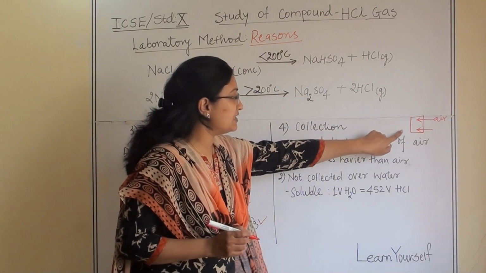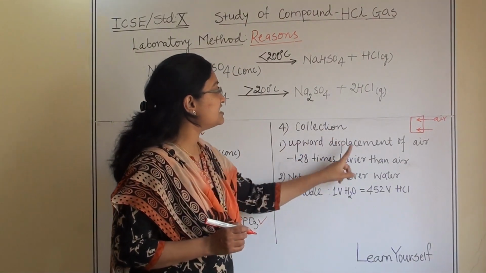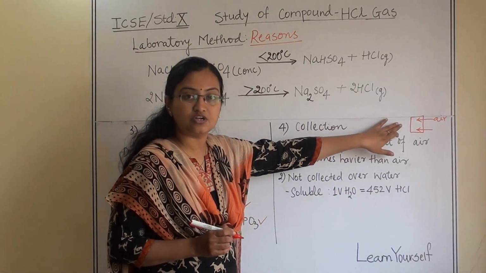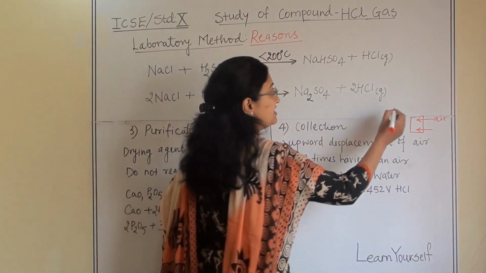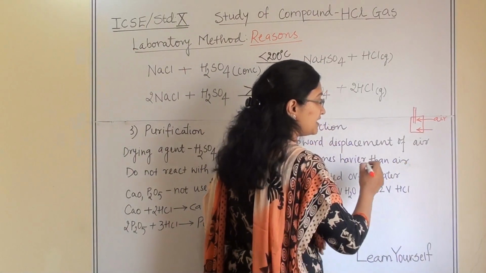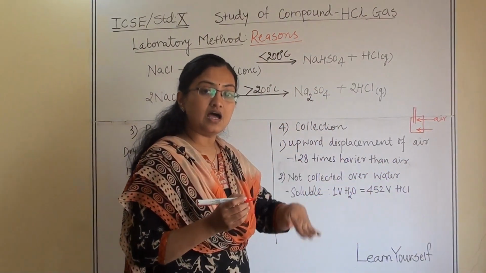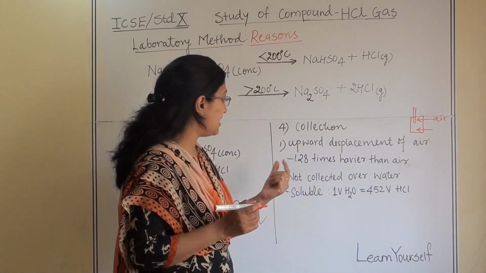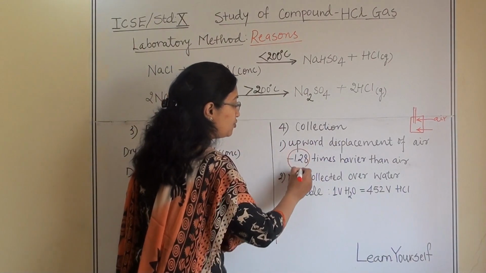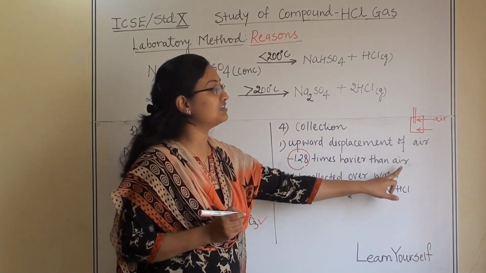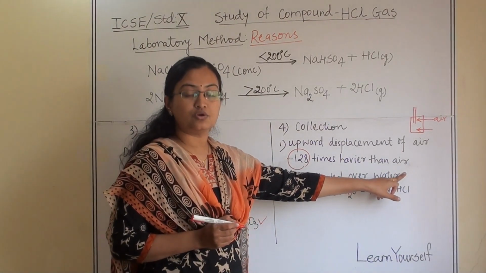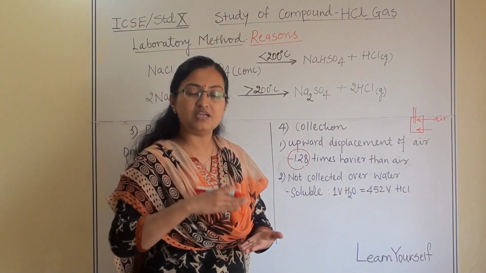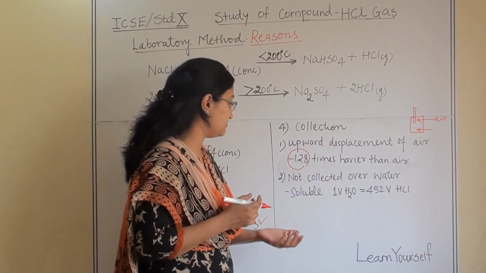So why does this happen? Upward displacement of air. We are collecting it through the upward displacement of air. That means when the HCl gas comes in, it will lie under the air and not on top of the air. Why? Because it is 1.28 times heavier than air. Hydrogen chloride gas is heavier than air, so definitely it will be lying down in the gas jar.